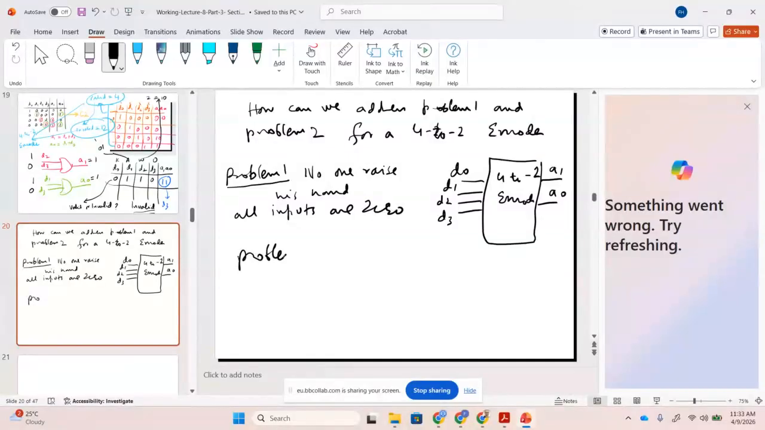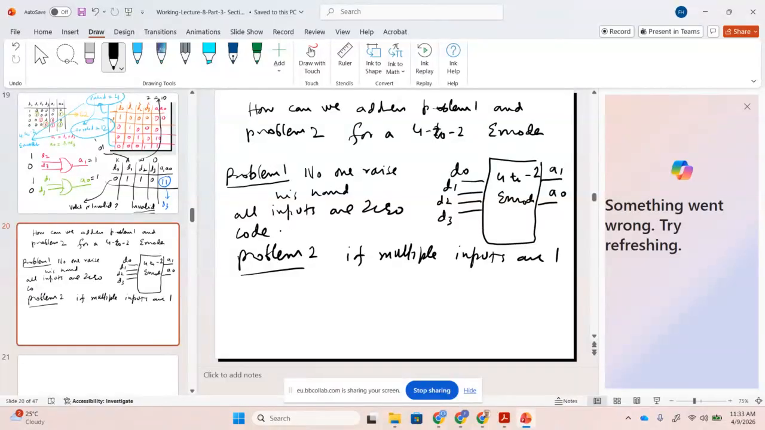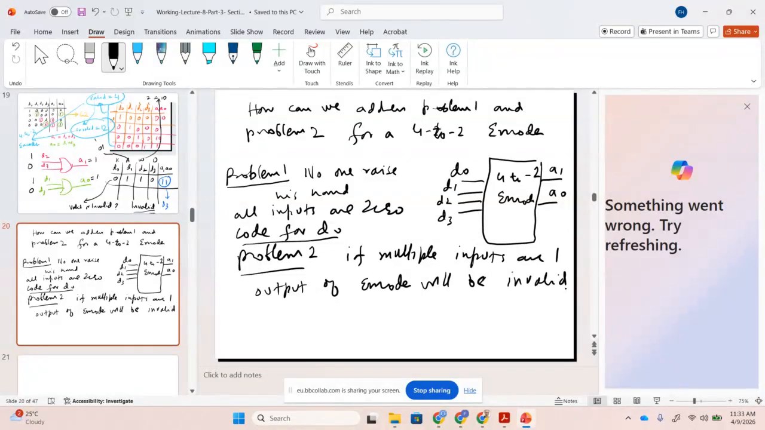And problem number 2: if all inputs are 0, it will give the code for D0 always, independent of the size of it. And if multiple inputs are 1, the output of the encoder will be invalid. How can we solve problem number 1 and problem number 2? Can you tell me? Anyone may answer.